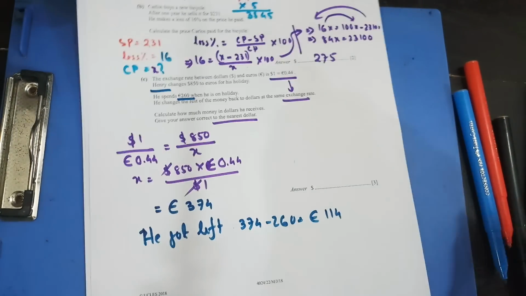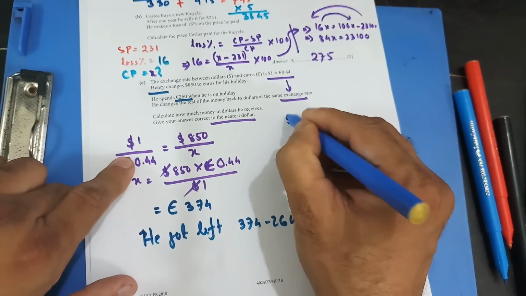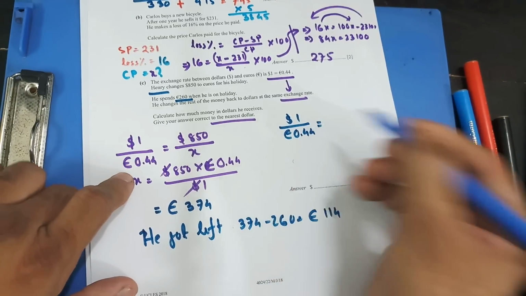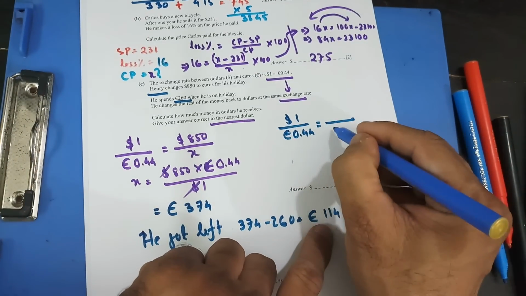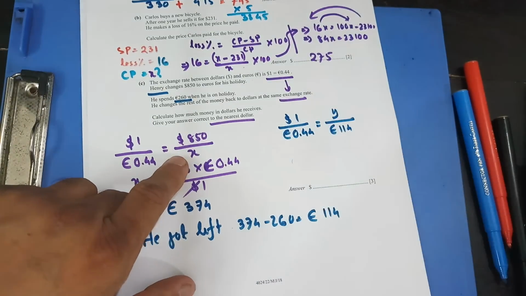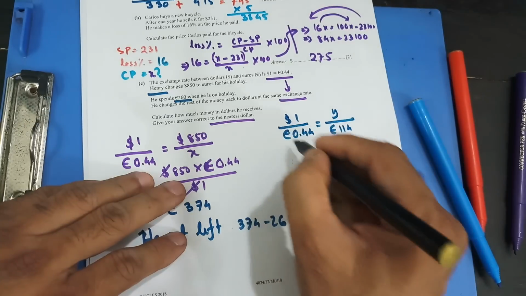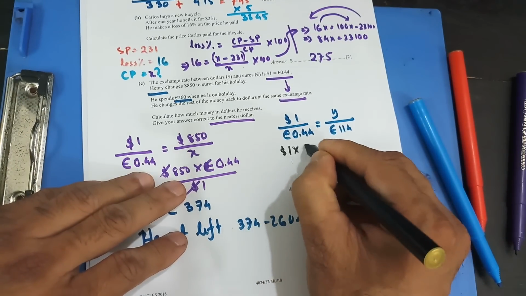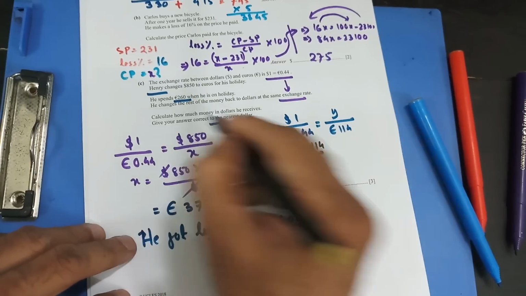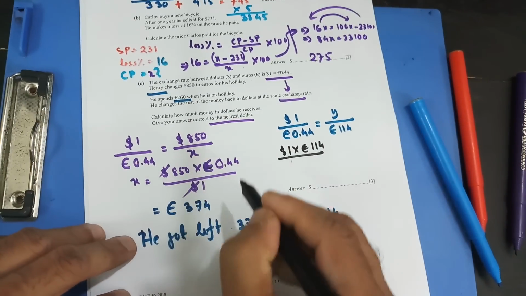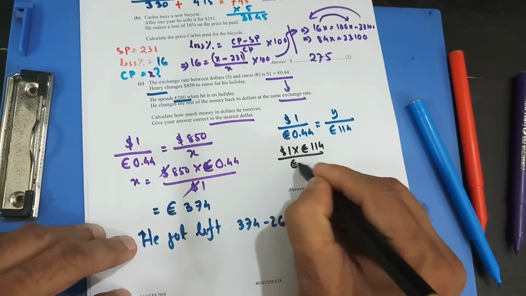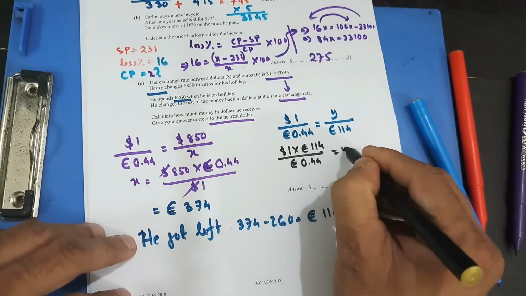Okay, again we're going to go the same way. Now this is dollar, $1, euro is 0.44. Now I have euro, so this is going to go in the denominator, 114, and this is going to be y. I need to find out the dollar. So this is going to come over here, $1 times euro 114. It's actually, I think, double cross. So you can put double cross, and then down below is going to be 0.44 equal to y.